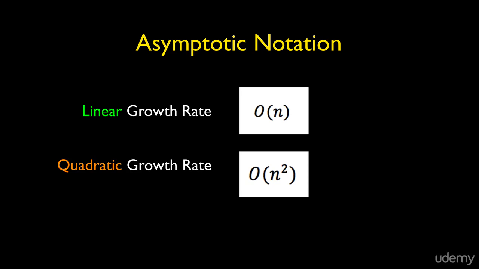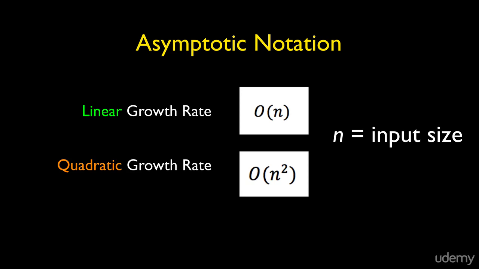And this notation, or equation, you can call it, represents the growth rate of the algorithm. In other words, how well this algorithm scales relative to the size of the input. The key word here is the size of the input. That's all you really need to be concerned about at this point regarding asymptotic notation.